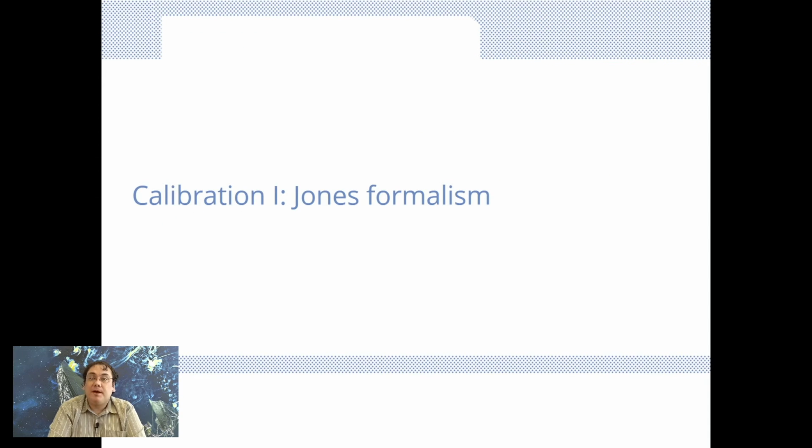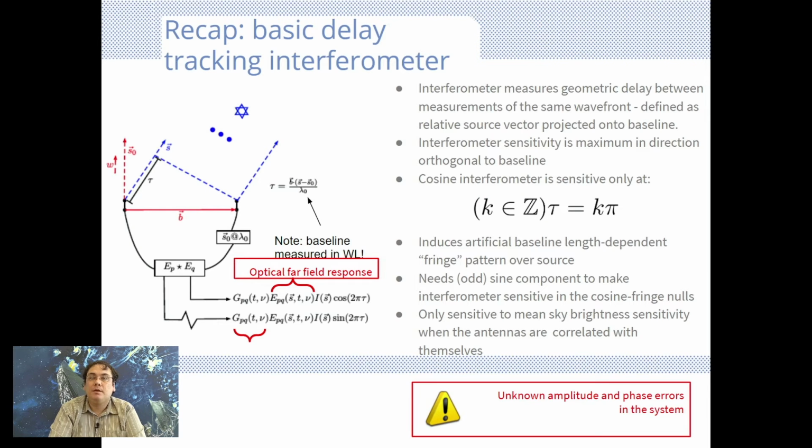Now, there's a bit of mathematics that we need to go through first before we can actually describe how we practically calibrate the instrument. We need to look at what is known as Jones calculus and how it relates the input signal to the measured signal with calibration errors. All right, let's recap what we mean by interferometer.